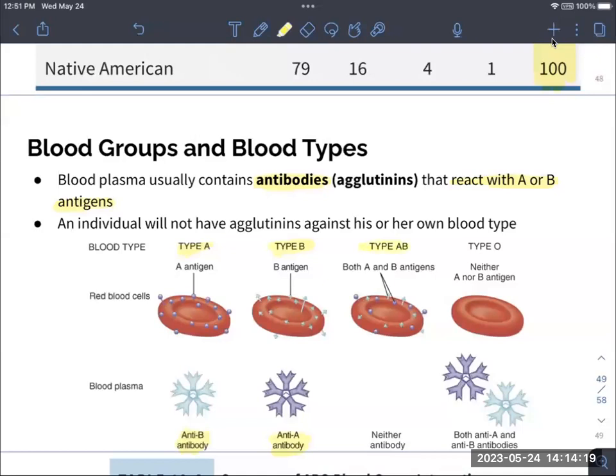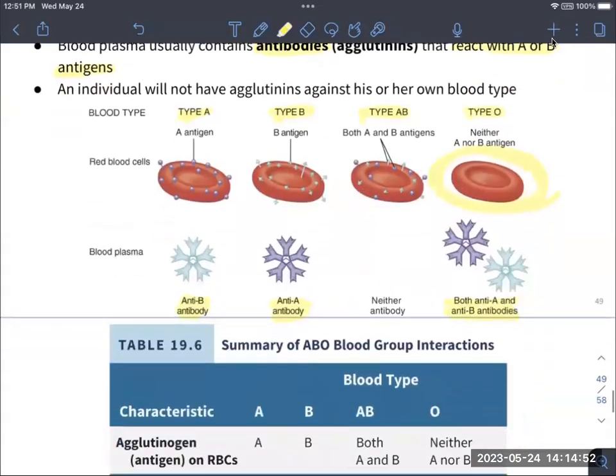AB have both A and B antigens on their blood cells, so they don't have any antibodies. Somebody who has type O blood has no antigens, sorry, so they have both anti-A and anti-B antibodies. So if they had type A or type B blood put into their system, these antibodies would kill it off.